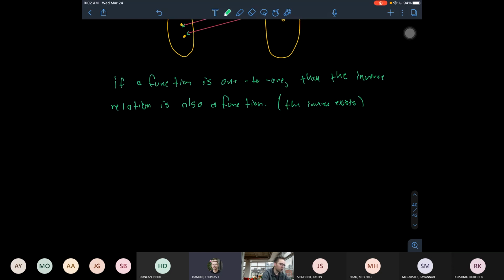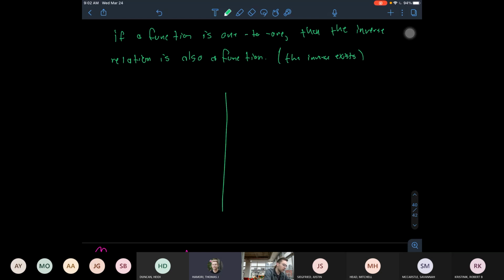Okay, I'll give you another argument for why this should be true. It'll be graphical this time. If we have a function which fails the vertical line, horizontal line test. Okay, so say we have this function here, which fails the horizontal line test.